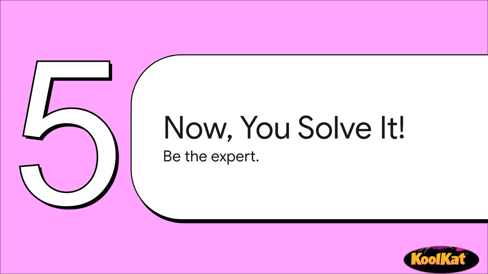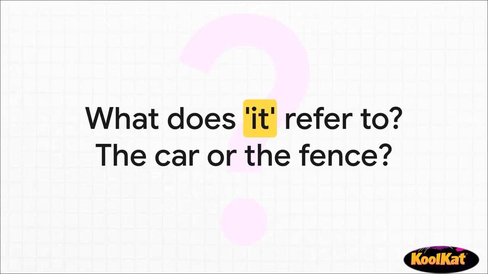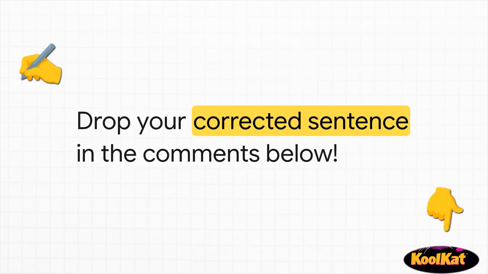So now, it's your turn to take the wheel. You're the detective now. Let's see you solve this next one. All right, here is your challenge sentence. The car crashed into the fence, but it was not damaged. So ask yourself, what is it? Is it the car or is it the fence? There's no way to know for sure from this sentence. So go ahead, pause this right now and rewrite this sentence to make it perfectly clear. I'll wait. Okay, you got something?